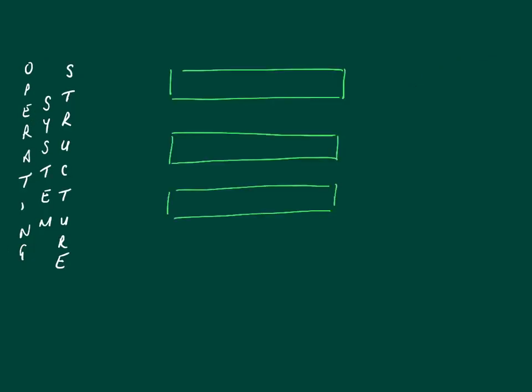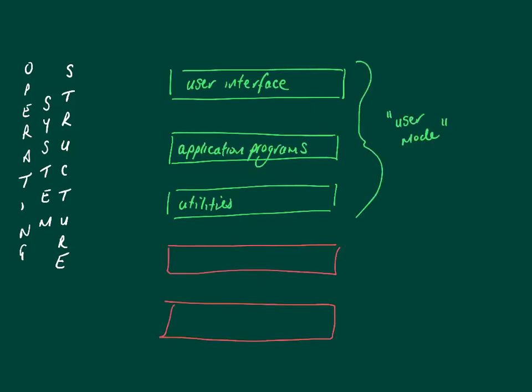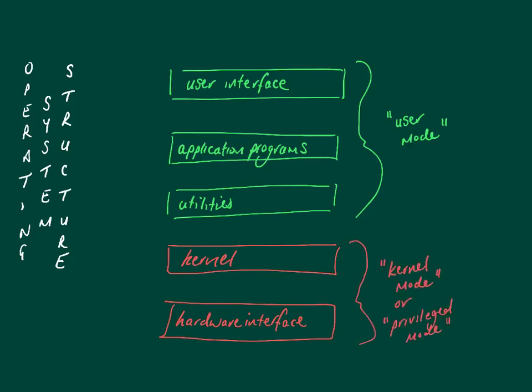With regard to the operating system structure, it's nice to think of it as user mode, which is in green, and kernel mode, which is in red. When it's all linked together, this is a layered structure for an operating system. The user interface interacts with the application programs. The application programs can interact with utilities and are serviced by the utilities. And then the utilities connect to the kernel.